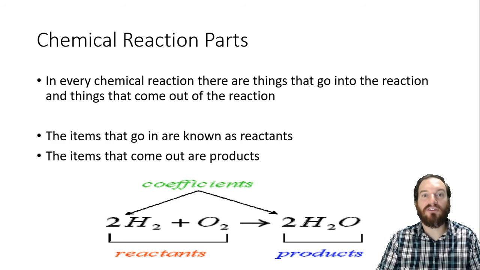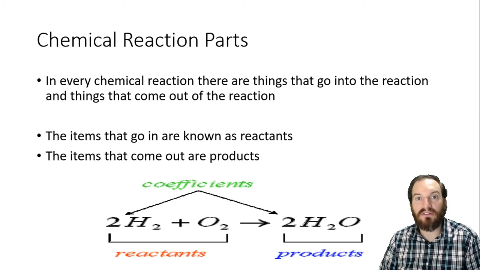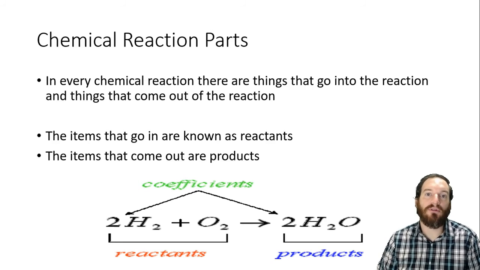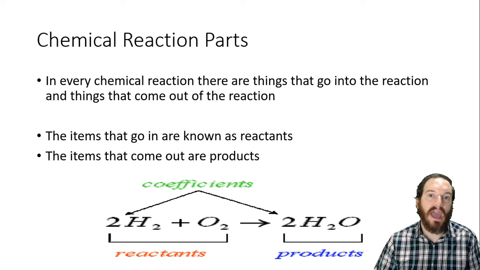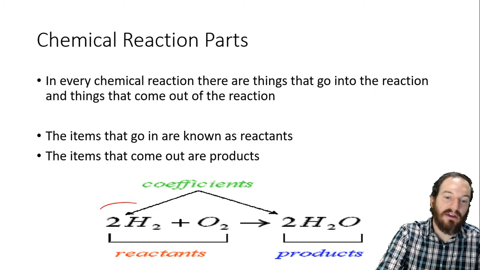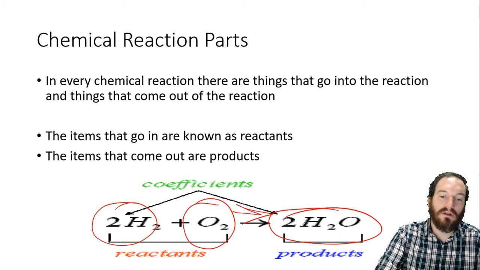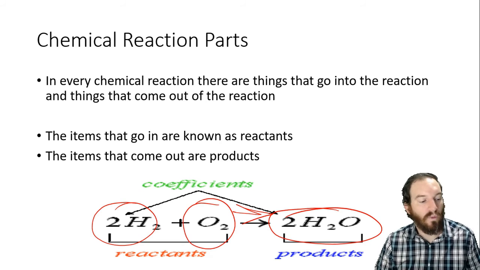Now, in a chemical reaction, there are two major parts. Okay, two major parts of a chemical reaction. You have the reactants and you have the products. Reactants go into a chemical reaction. So it's really important to understand that reactants go in and they form the products, much like you would do in a math class. All right. So in this reaction here, we have two hydrogen compounds going together with an oxygen molecule, and it's forming water. So we have hydrogen gas plus oxygen gas, and it forms water.